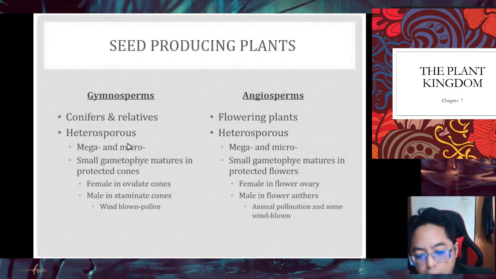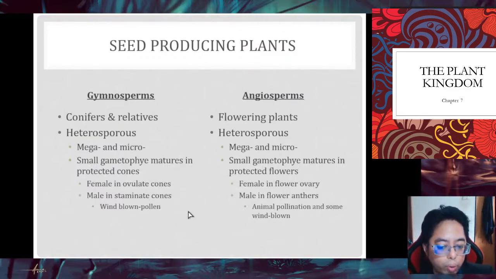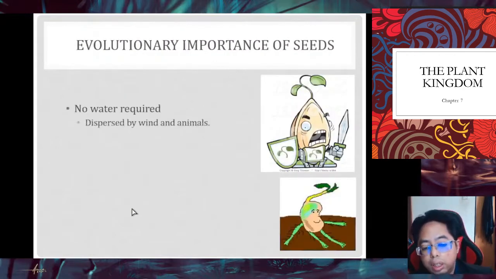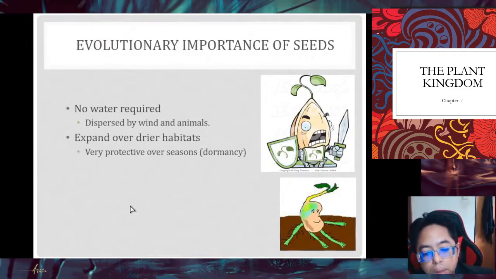Other than that, gymnosperms like Christmas trees have wind-blown pollen. No actual flower. They just have pollen because they don't need animals to disperse their seed. They just need the wind. So seeds require no water, and are dispersed by wind and animals.